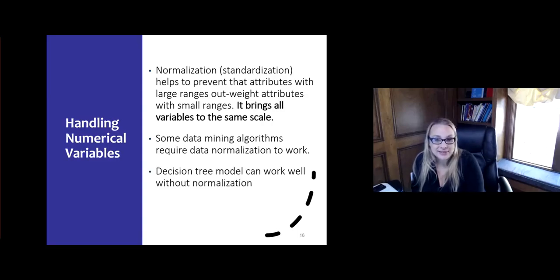So we will need to consider that, and we will be talking about which types of models will require normalization and which ones don't. One thing is that a decision tree model can work well without normalization, but there will be a lot of them that don't. For example, k-nearest neighbor, clustering, and principal component analysis require that we normalize our variables, as well as several other algorithms like neural networks.